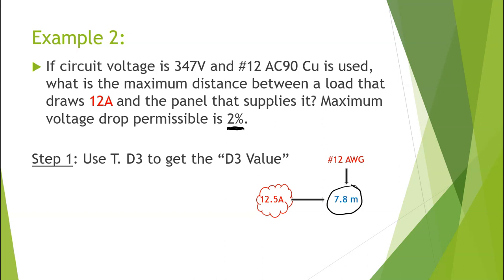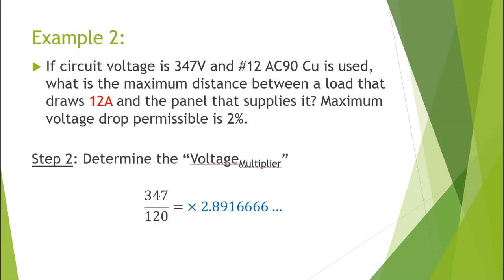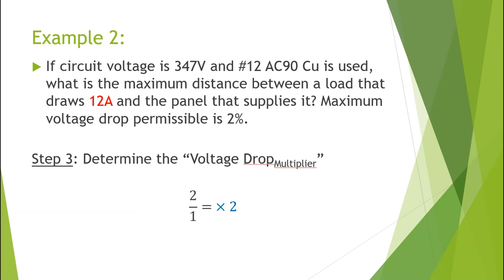Now we need to find out our multipliers for this base value, starting with our voltage multiplier. And in this case, what we do is we compare our 347 volt circuit with the 120 volts that table D3 is based upon, and we get a multiplier of 2.8916 repeating. Then we go and get our voltage drop multiplier. As mentioned already, the question does in fact specify a maximum of 2% voltage drop, and so in this case our voltage drop multiplier is only times 2.